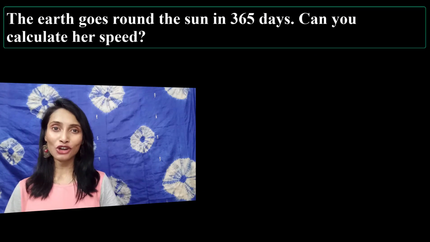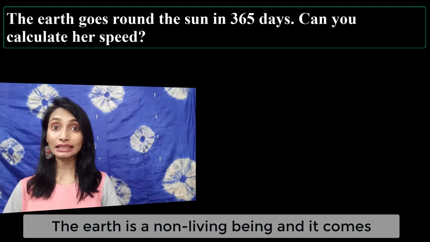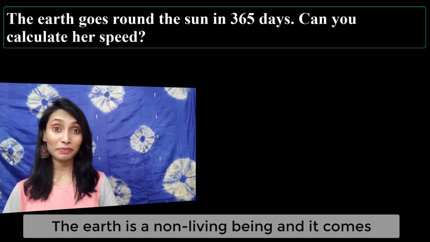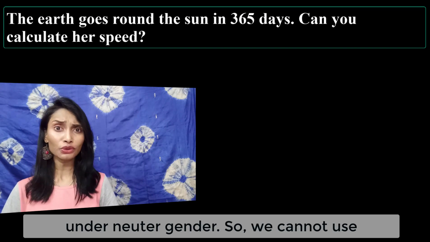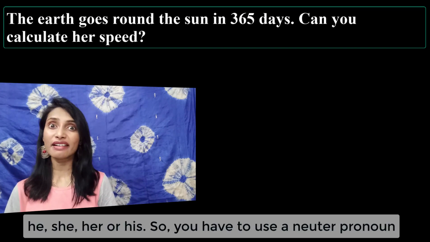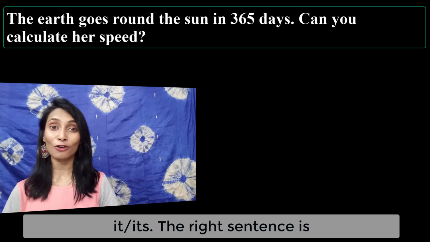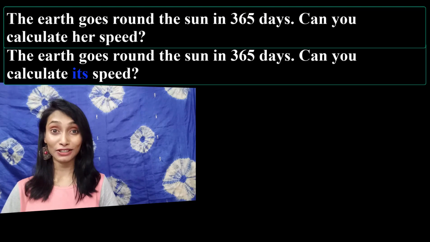The earth goes round the sun in 365 days. Can you calculate her speed? What is the error? The earth is a non-living being and it comes under neuter gender. So we cannot use he, she, her or his. So you have to use the neutral pronoun it or its. The right sentence is, can you calculate its speed?